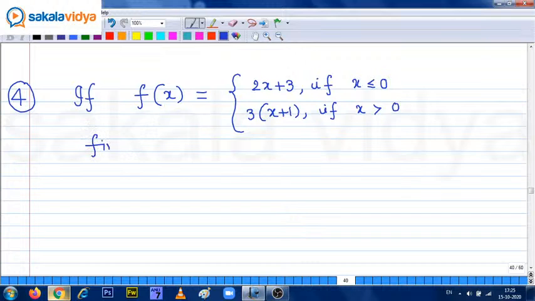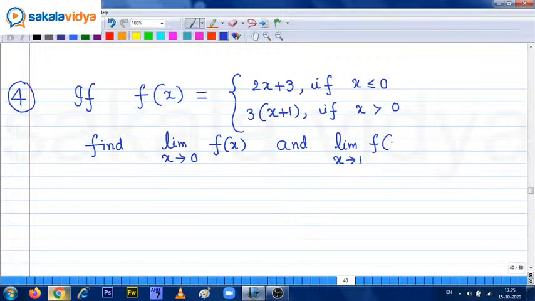Find limit x tends to 0 f of x and limit x tends to 1 f of x. Both the limits we need to find out. Okay, let us find out now.